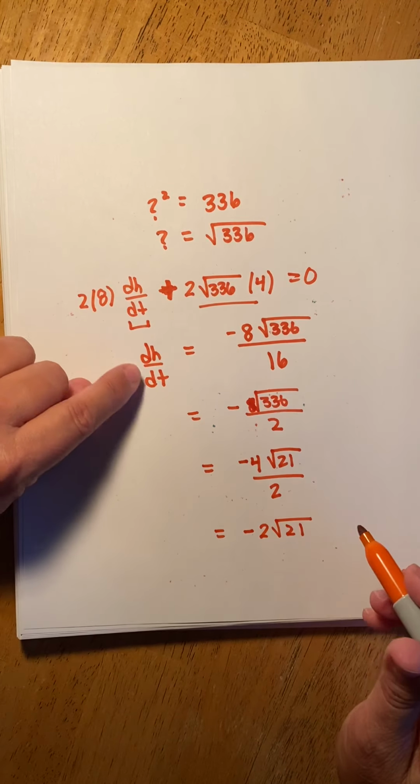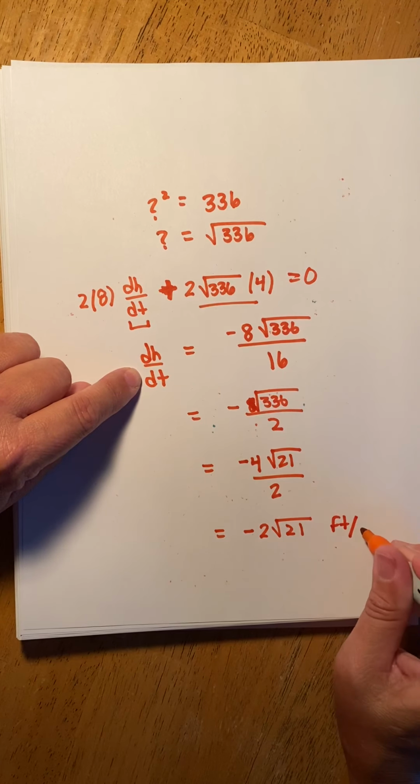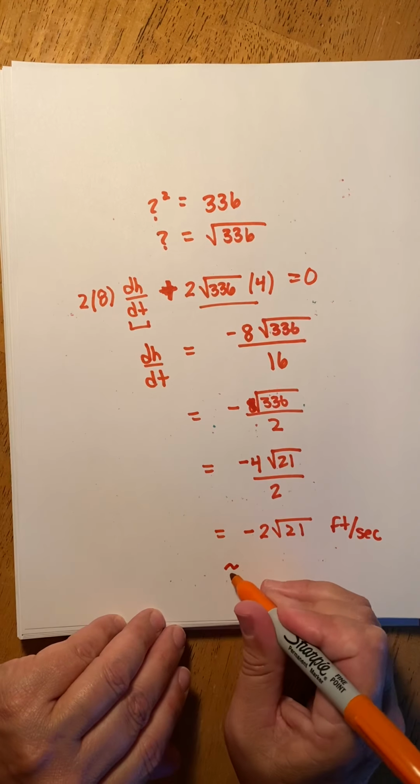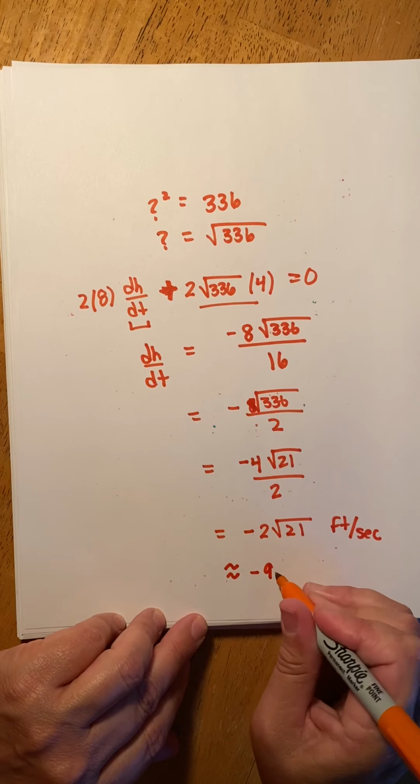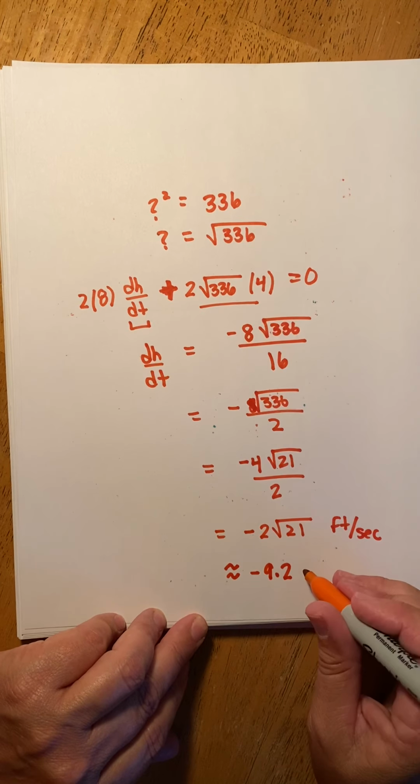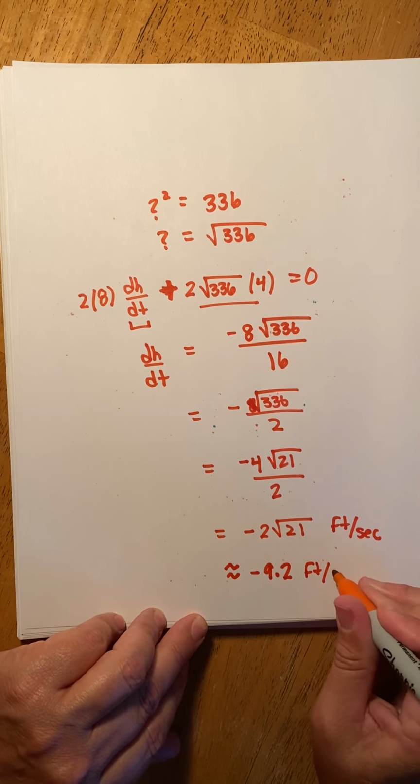And my units are height and time, so feet per second. And if it asks for an approximate answer, just follow the direction. So it's sliding down at about a rate of 9.2 feet per second.